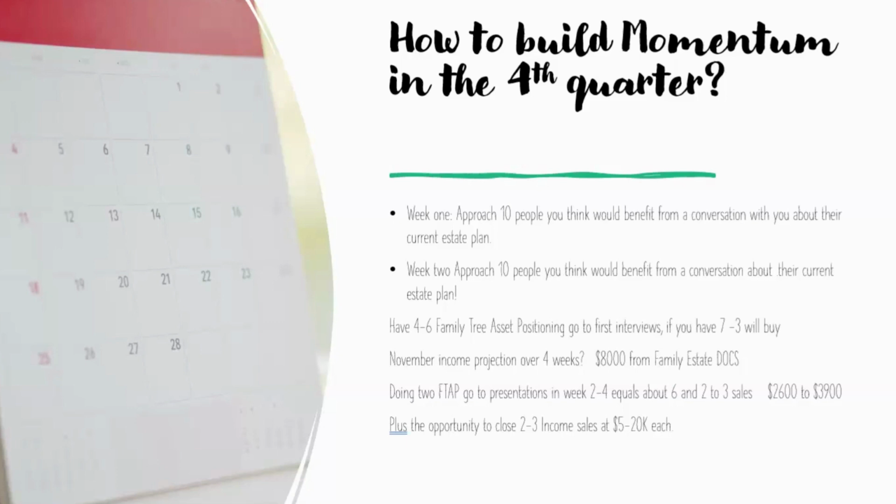Week 1, approach 10 people who think you would benefit from a conversation with you about their current estate plan. If you do that to 10 people, even if only 3 or 4 of them say yes, that means the next week you've got 3 or 4 people, that's 6 or 8 hours now that you have to work that you didn't have to work in week 1, because you got to go in and do the appointment now. But after you sell the estate plan, if you still approach 10 more people the next week, now you don't have a 6 or 8 hour week. You've got a 12 or 20 hour week, because you've got to do first appointments, second appointments, and approach 10 people.